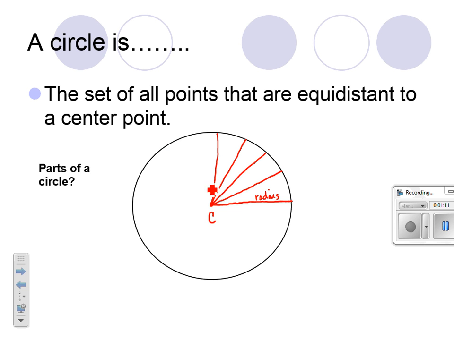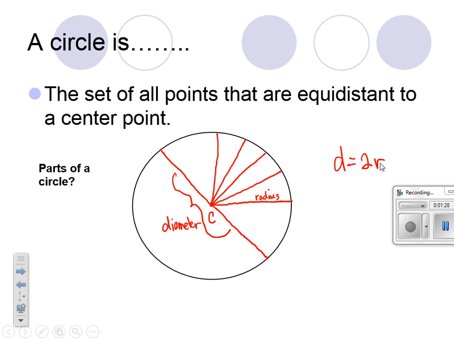Another part, if I go ahead and draw a radius and then I continue it through the circle to the other side, that would be called a diameter. So a diameter is like two radiuses. So 2 times r is what the diameter is. Okay, and the diameter has to go through the center of the circle from one side to the other.